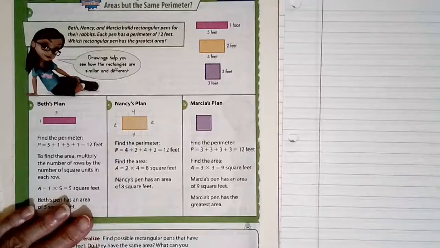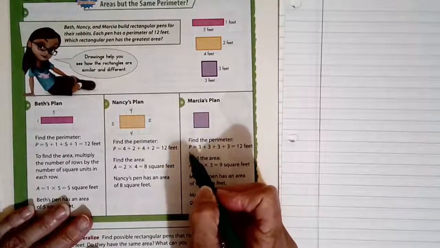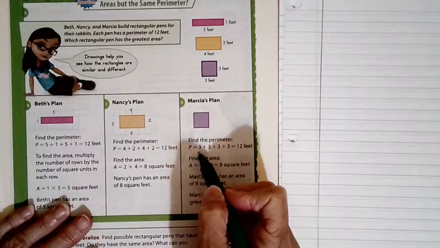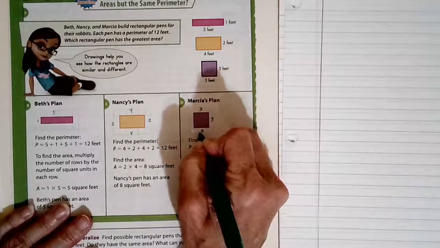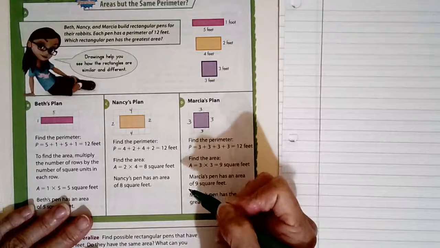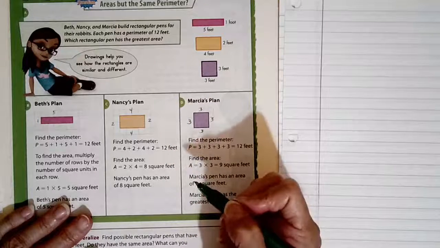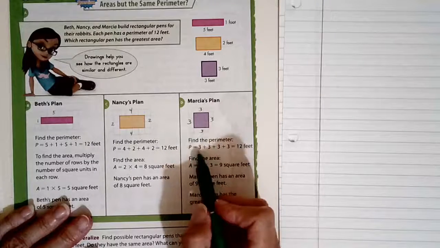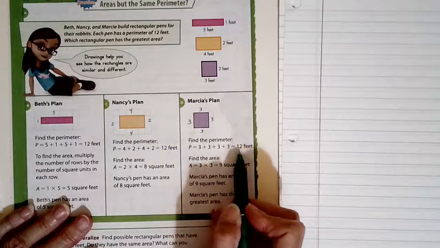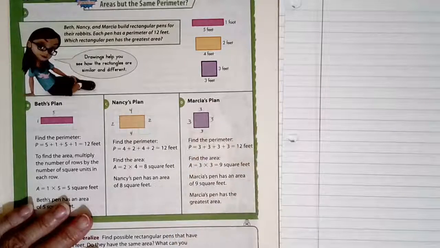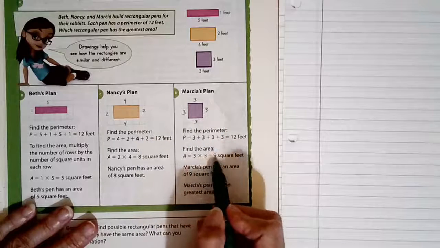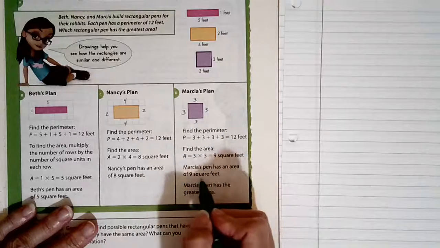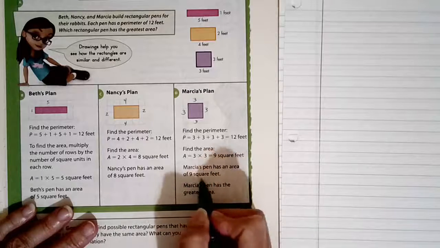Let's look at Marcia's plan. Now, Marcia's plan says that each of hers is 3. And we look right here, we can see 3, 1, 2, 3, 3, and 3. And we know when all 4 sides are the same length that we have a special rectangle called a square. So the perimeter here is 3 plus 3 plus 3 plus 3, which is 12 feet. Now to find the area, we multiply the length times the width. 3 times 3 equals 9 square feet. So Marcia's pen has an area of 9 square feet.